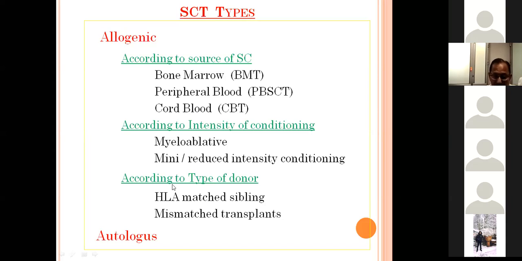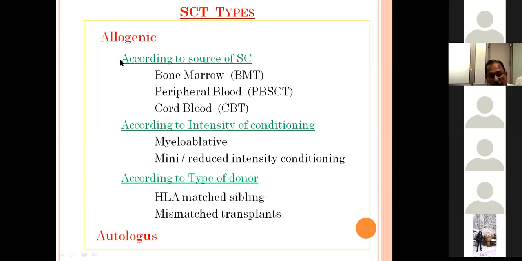Still another can be HLA matched or HLA mismatched. If it is HLA matched, it has a better result. And if the patient and donor do not have HLA matching and have partial matching, you call it mismatched transplant. The overall results and complications of HLA matched sibling transplant are probably best compared to non-sibling or mismatched.